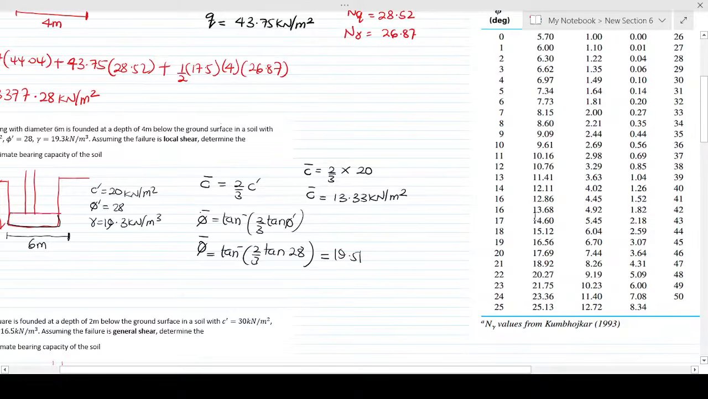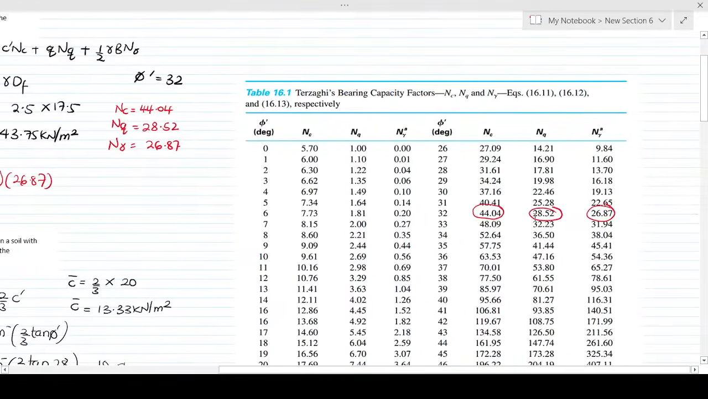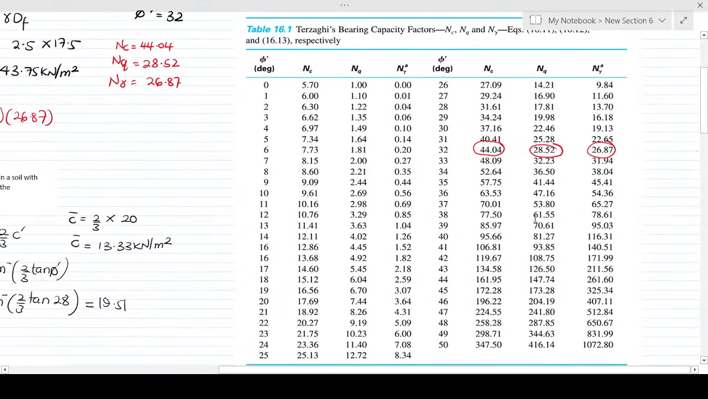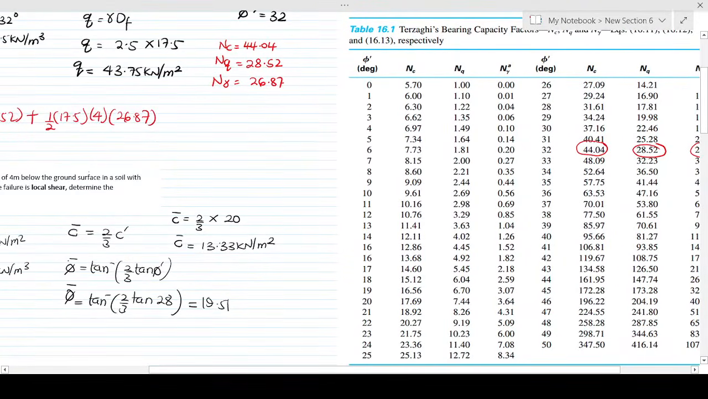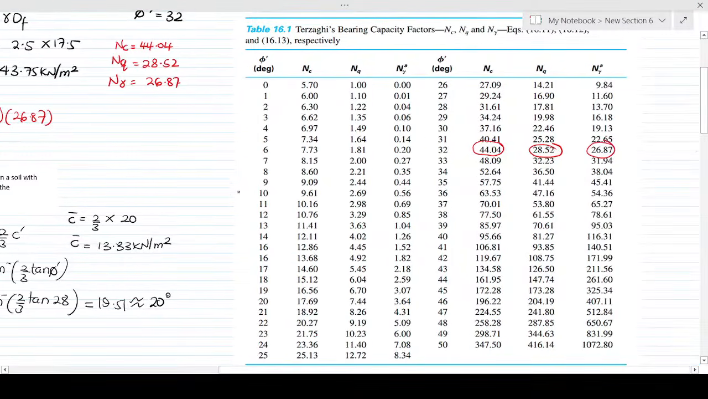So that is equal to 19.51. But you see, in this chart, there are no decimal numbers, so we have to convert it to a whole number. So I will say that this is equivalent to 20. If I have this to be my phi, then I can use it to find my bearing capacity parameters. So 20, I come to the chart, and this is 20.